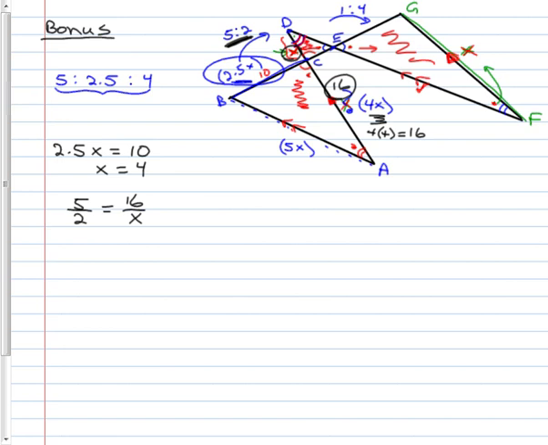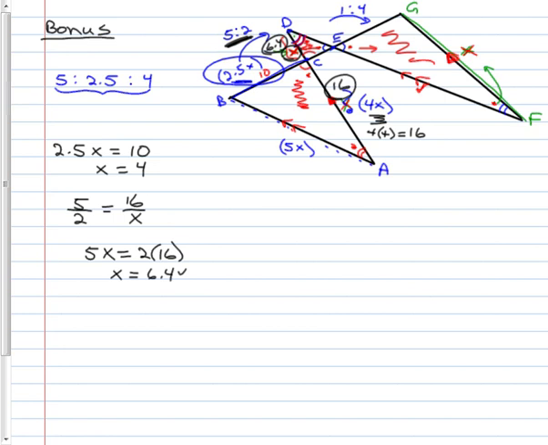Cross products. 5x must equal 2 times 16. Divide by our 5. So 32 divided by 5 is 6.4. That must be the x in the little triangle.